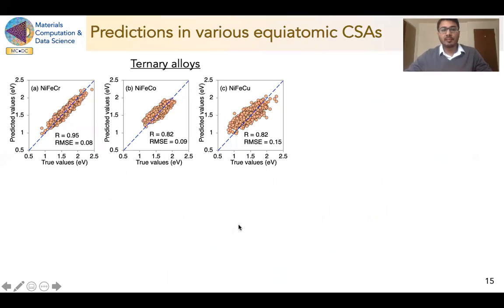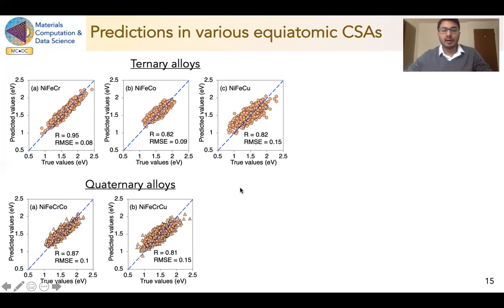So here I am showing the prediction results. We use the same strategy as we used in the migration energy case. Here I'm showing the results for ternary alloys, and these are the three ternary alloys, and you can see that nickel iron chromium predictions are very accurate with R 0.95 and RMSE 0.08. For nickel iron cobalt and nickel iron copper also, the predictions are quite reasonable with R greater than 0.8 and RMSE within the range of 0.15 eV.